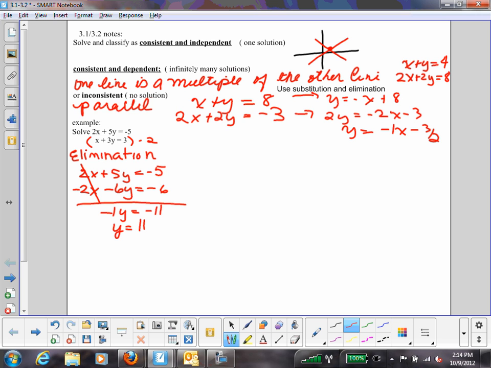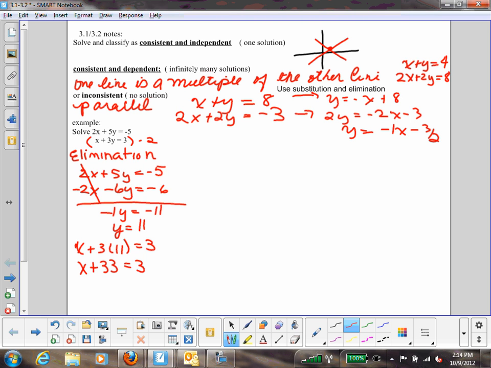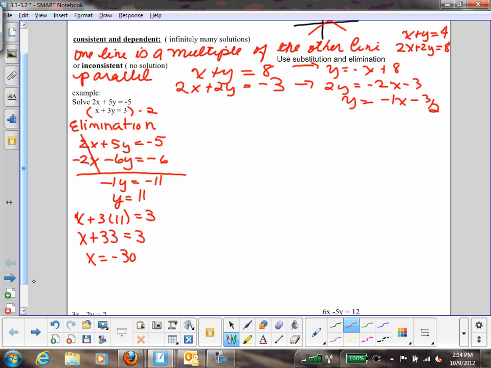How am I going to find a corresponding x? Plug it in where? Does it matter which equation? It really doesn't. Which one would be the easier one to plug it into? Because that's going to give me x right away, correct? So I know that x plus 3 times 11 equals 3. X plus 33 equals 3. So x is equal to negative 30. So what should my ordered pair be? Negative 30, comma 11.